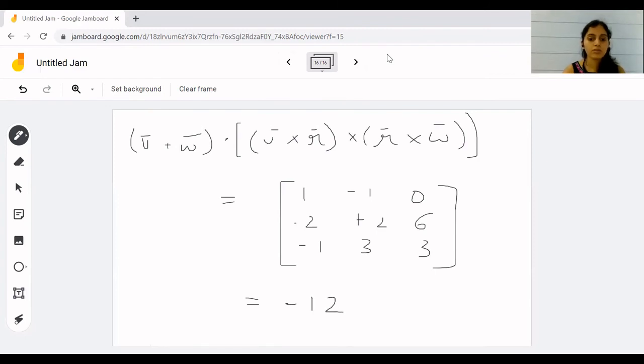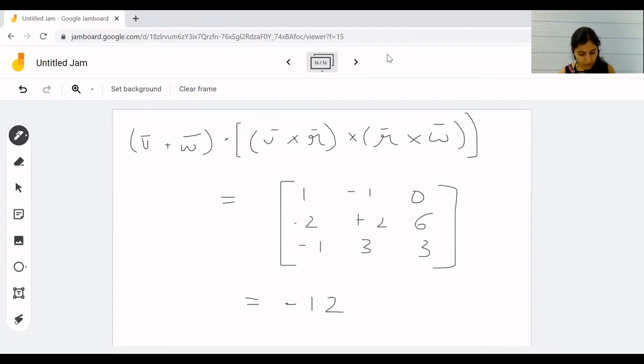Okay, this is how you would solve this sum. Now the remaining questions I'll leave up to you. It's very simple, just on the same lines. Okay, I'll just do one question of vector triple product so that you know the method of solving it.